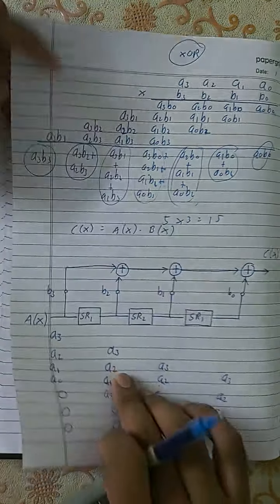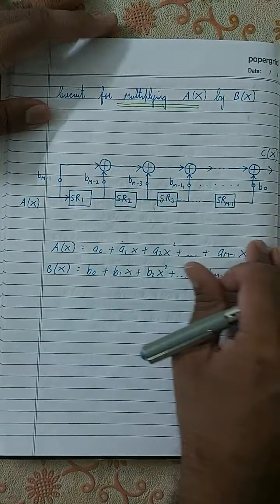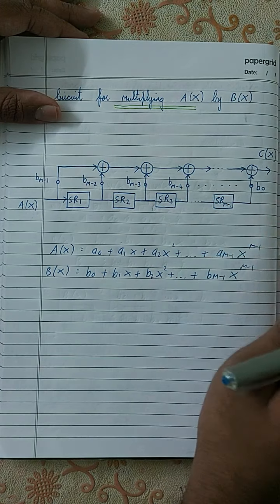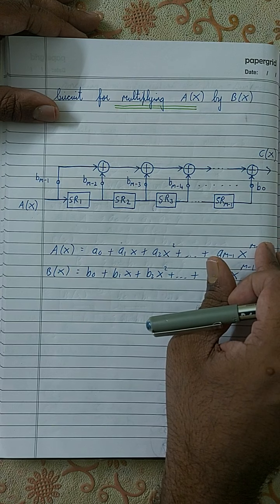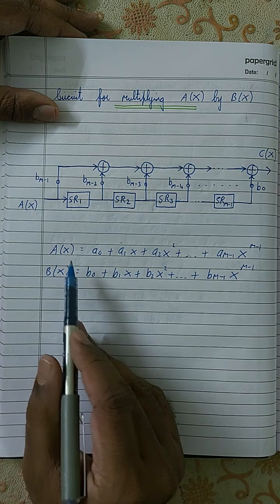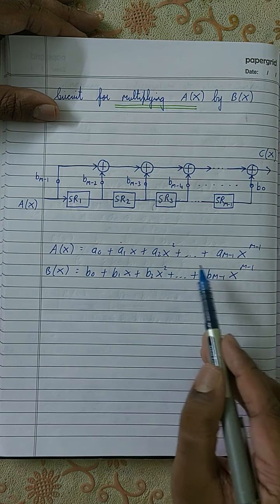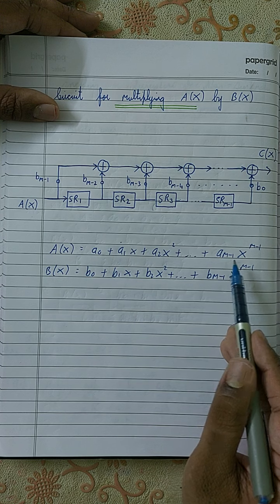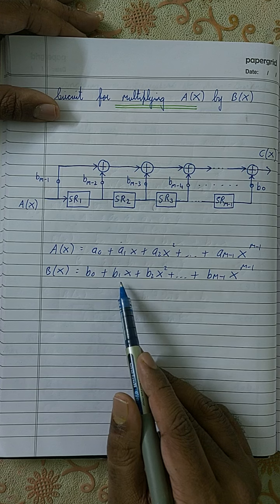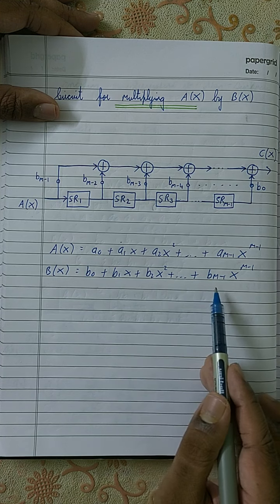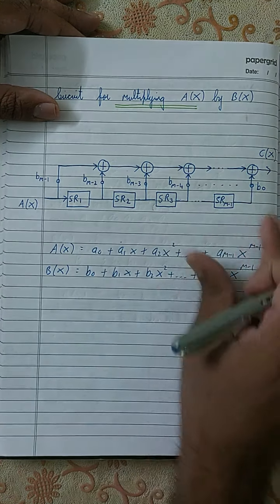Now let me draw the general block diagram. This is the general circuit diagram of your multiplication circuit, and here you are going to assume that both A and B are of m bits. M bits means the degree of the polynomial becomes m minus 1. So this is how it's expressed: A of x is A0 plus A1 x plus A2 x square plus up to A m minus 1 x raised to m minus 1. Likewise, B of x is equal to B0 plus B1 x plus B2 x square plus up to B m minus 1 x raised to m minus 1. And this is how we represent it.